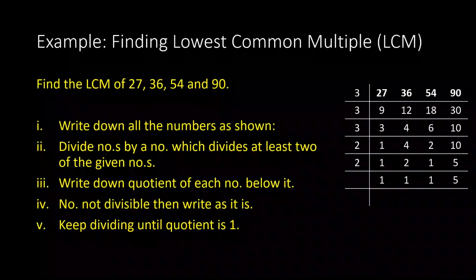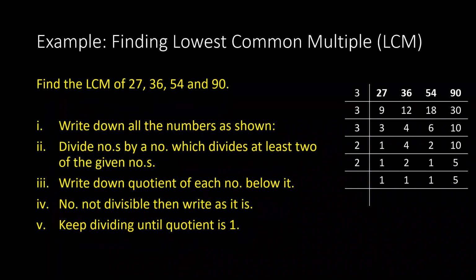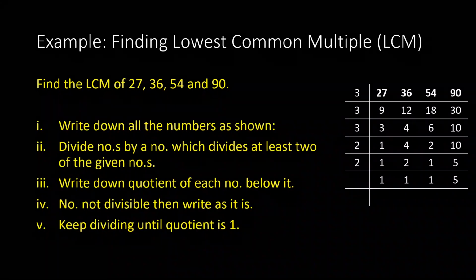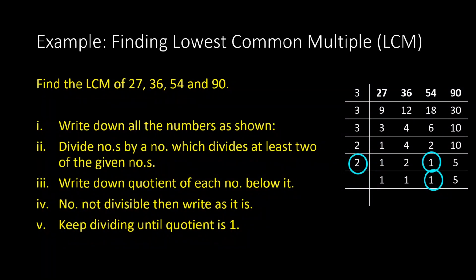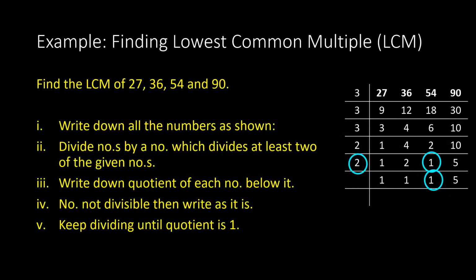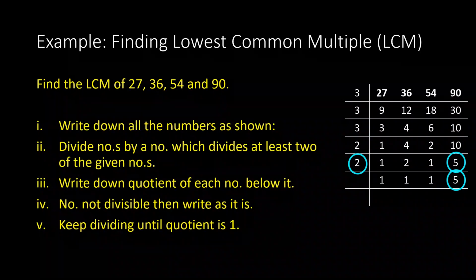Now divide by 2 as there is only a 2 and a 5 in the last row. 1 divided by 2 needs to be left as a 1 as it is indivisible by 2. 2 divided by 2 is 1. 1 divided by 2 needs to be left as it is indivisible by 2. And 5 divided by 2 needs to be left as a 5 as it is indivisible by 2.